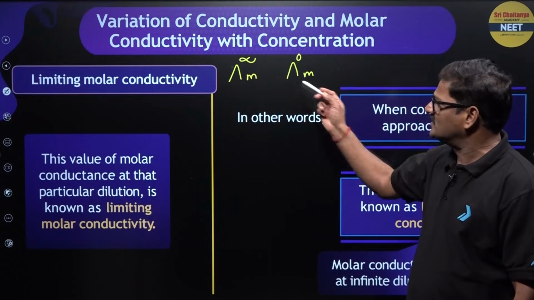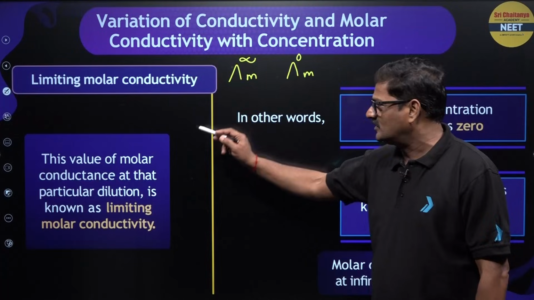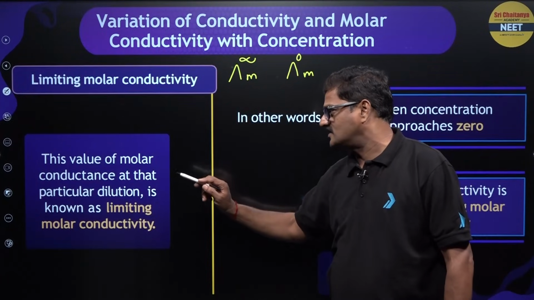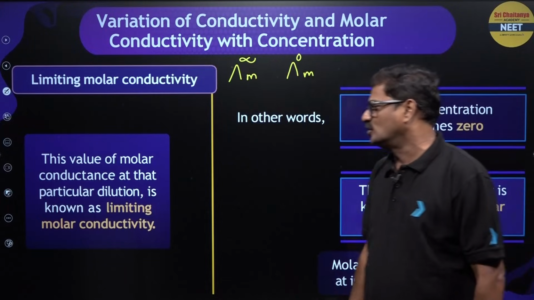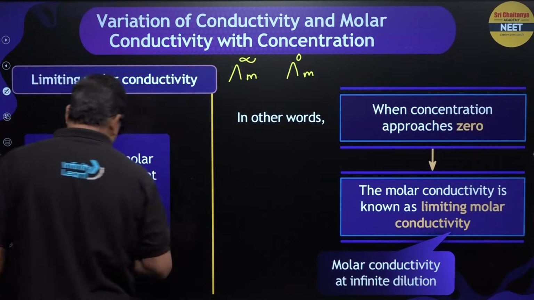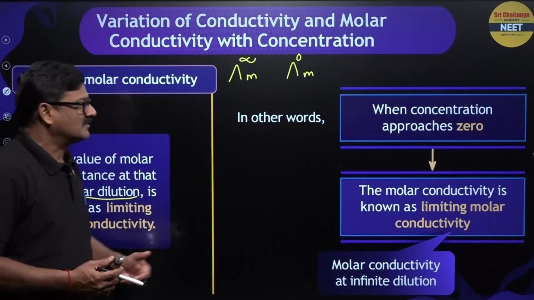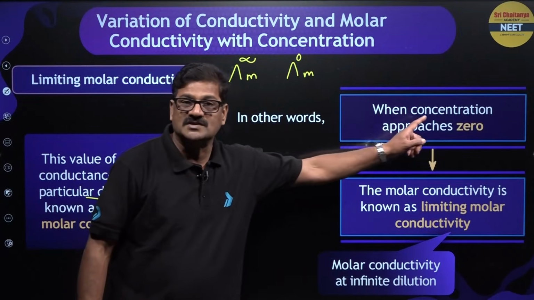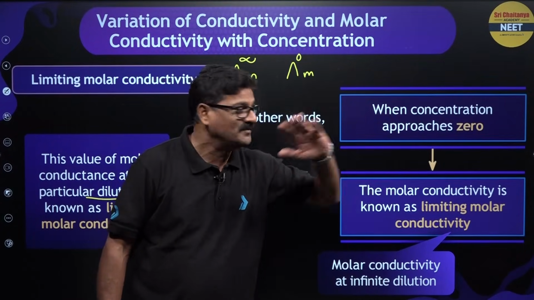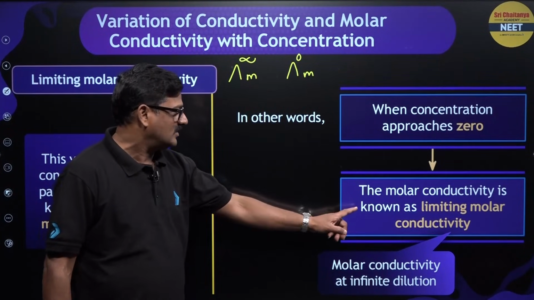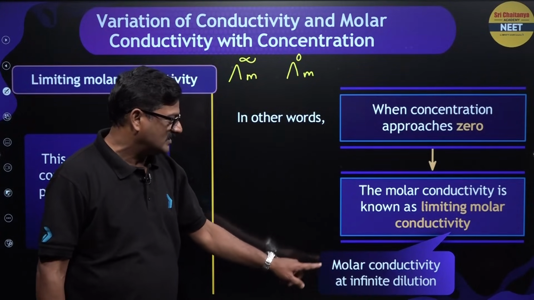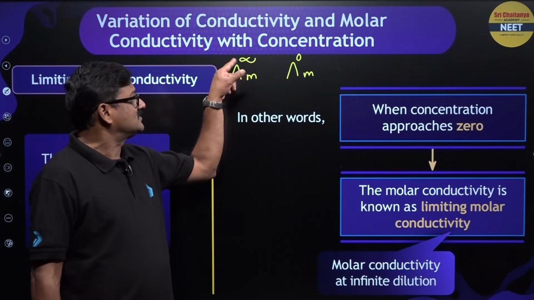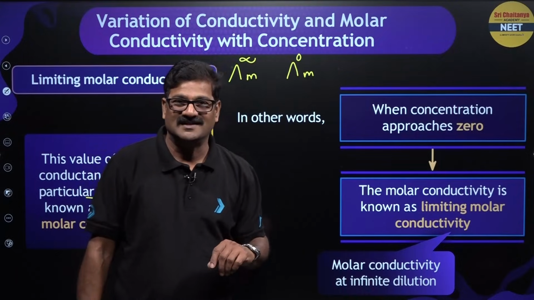And various symbols are given. Limiting molar conductivity: this value of molar conductance at the particular dilution is known as limiting molar conductance. At a particular dilution means at infinite dilution. In other words, when concentration tends to 0, then molar conductivity is known as limiting molar conductance, or molar conductivity at infinite dilution. That is the reason why I have written infinity there.